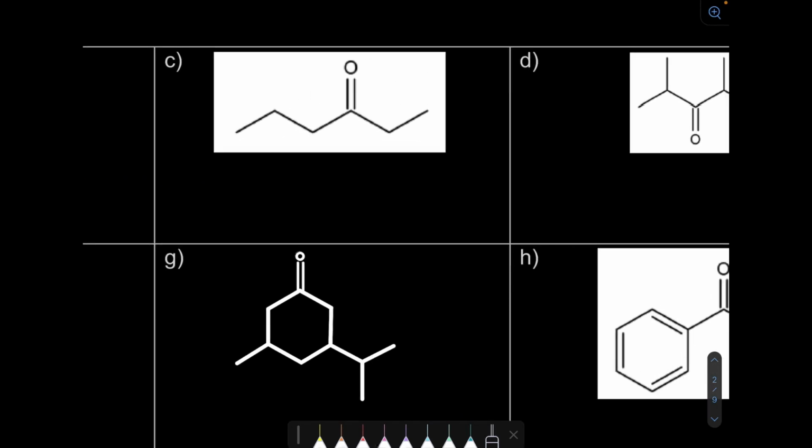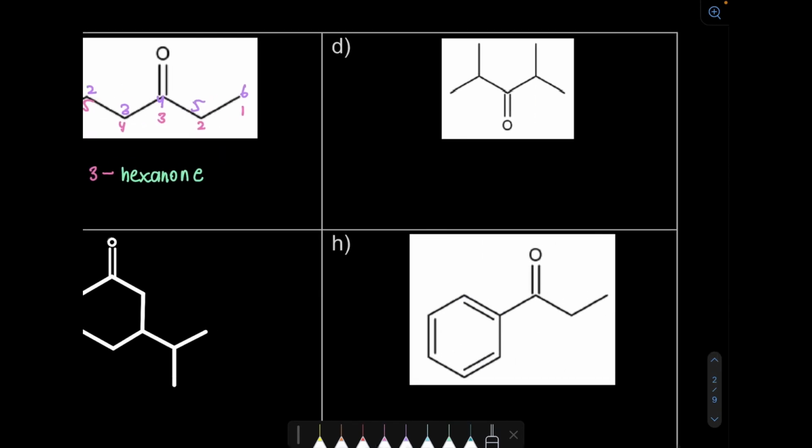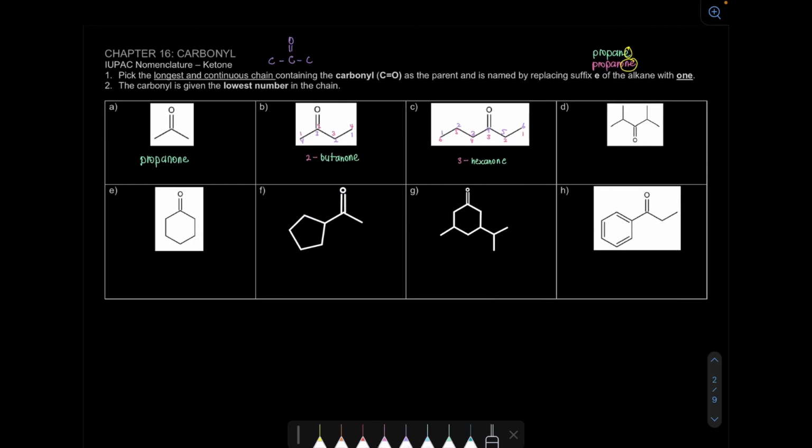Okay, so example C, we have 1, 2, 3, 4, 5, 6. So 6 carbons from hexane, it becomes hexanone. But then for the C double bond O, we have to give the number. So there are two ways of counting. So we take the smallest one, which is the pink color. So we are going to take this as 3-hexanone. Example D, I believe you could do it yourself.